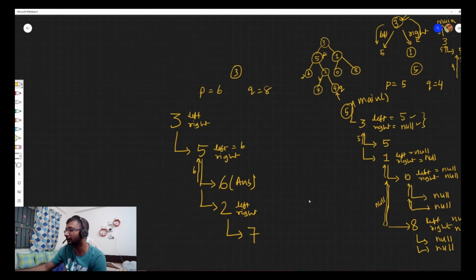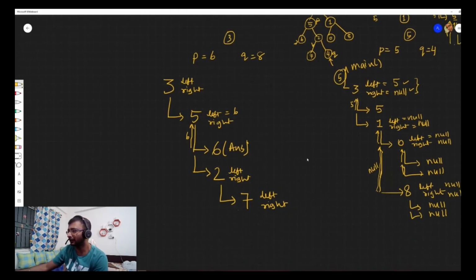7 has a left and a right. We don't know the answer yet. So 7 calls its left child, which is null, and gets a null. So it sets the left as null. And 7 calls its right with a null and it gets a null. Since both of them are null, 2's left gets a null.